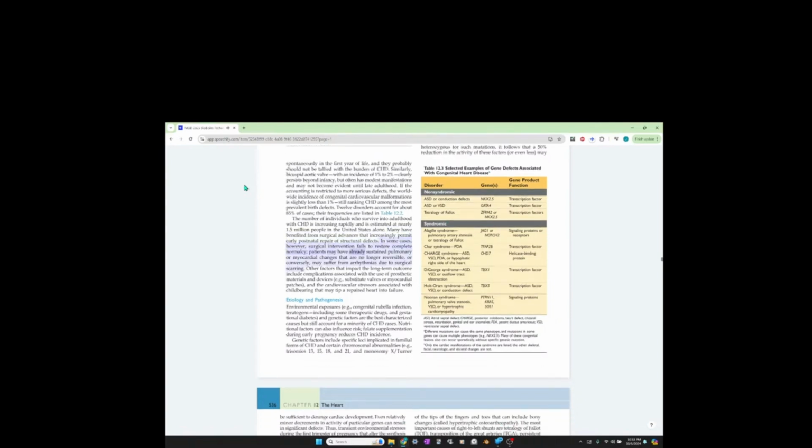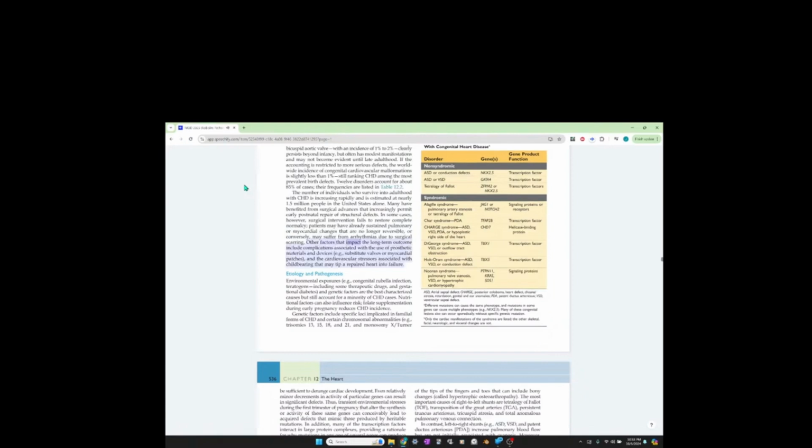Patients may have already sustained pulmonary or myocardial changes that are no longer reversible, or conversely, may suffer from arrhythmias due to surgical scarring. Other factors that impact the long-term outcome include complications associated with the use of prosthetic materials and devices, and the cardiovascular stressors associated with childbearing that may tip a repaired heart into failure.